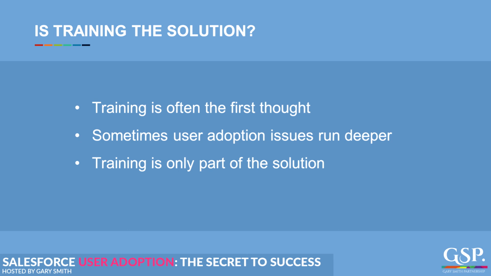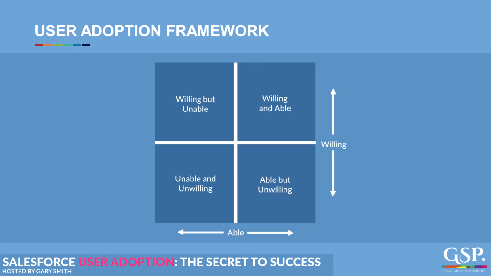So let's deal with the first of those. How do we structure the issue? This is the framework that we often use with customers to understand more about the issue. It's a 2x2 matrix. We have how able are people to use the system on the horizontal axis, and how willing are they to use the system on the vertical axis. So for example, those people who are both willing and able to use the system, you probably don't have a user adoption issue with these people.